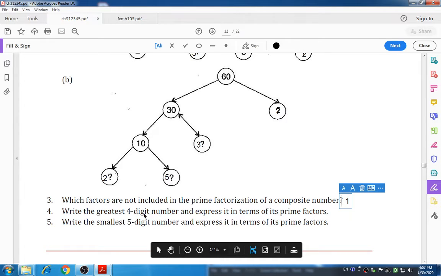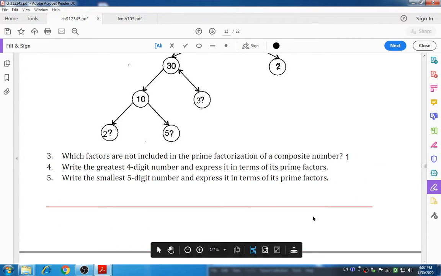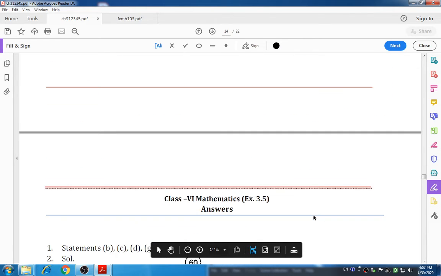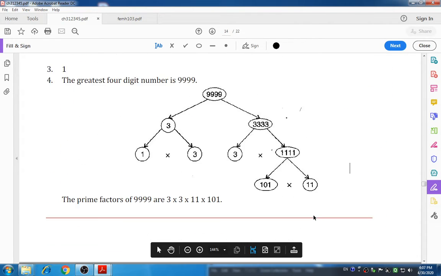Write the greatest 4-digit number and express it in terms of its prime factors. The fifth one is write the smallest 5-digit number and express it in terms of its prime factors. This way we are going to solve questions number 4 and 5.